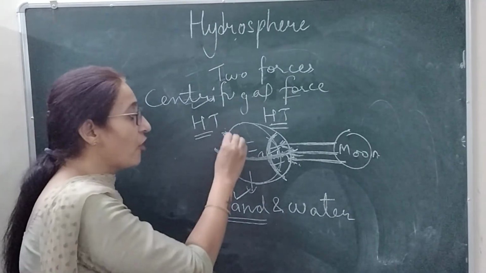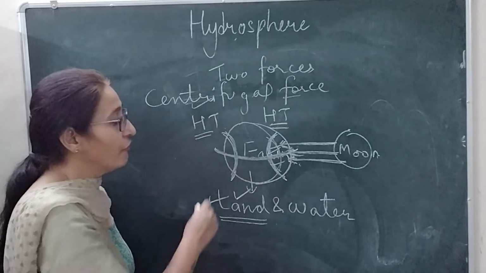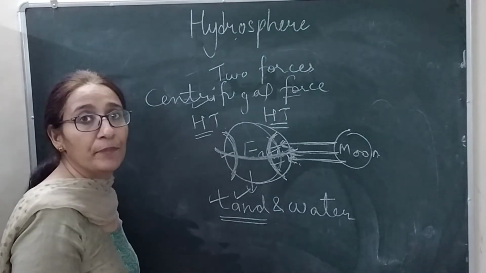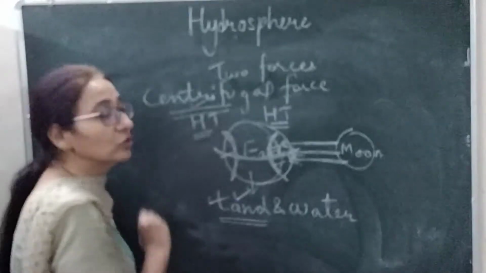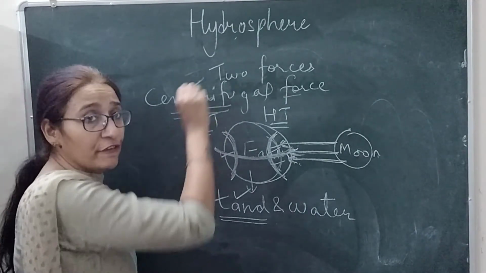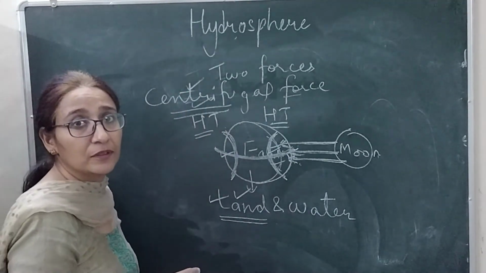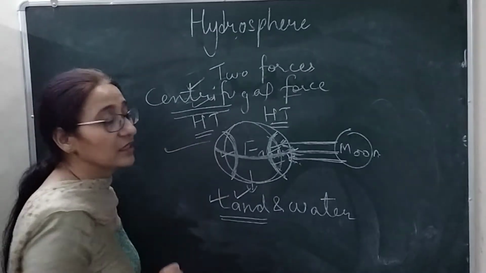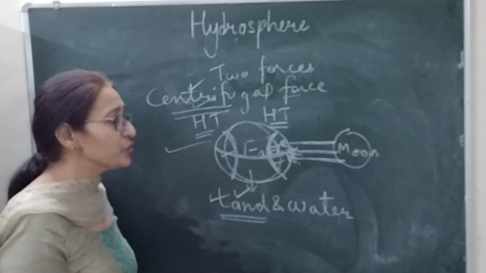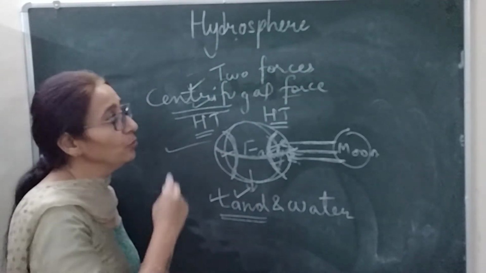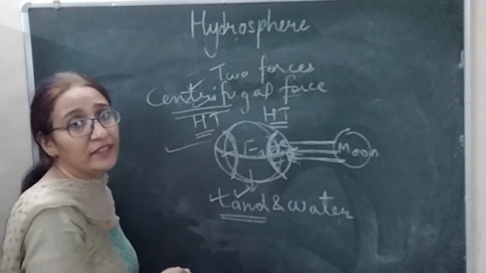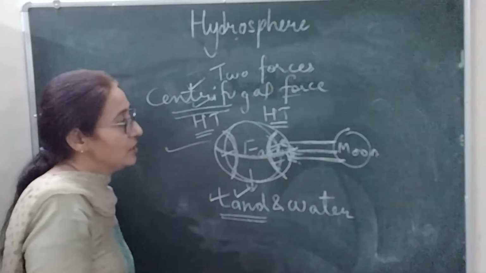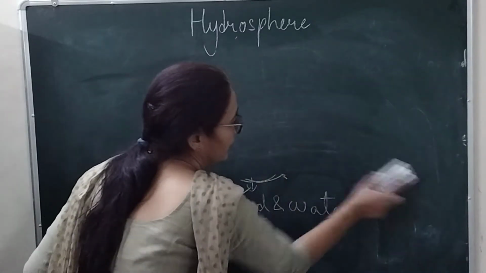So, the water present on this side rises up due to the gravitational force, and due to the centrifugal force of the Earth, this side of the Earth bulges and high tide will occur on this side. So, in this way, tides occur due to the gravitational force of the Moon and the Sun and the centrifugal force of the Earth. So this is about the formation of tides.